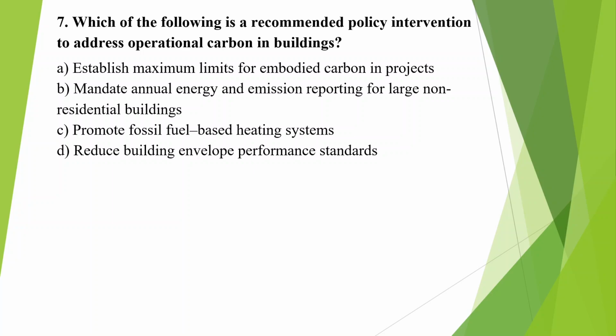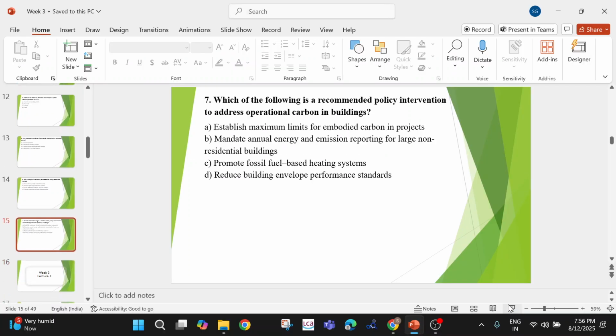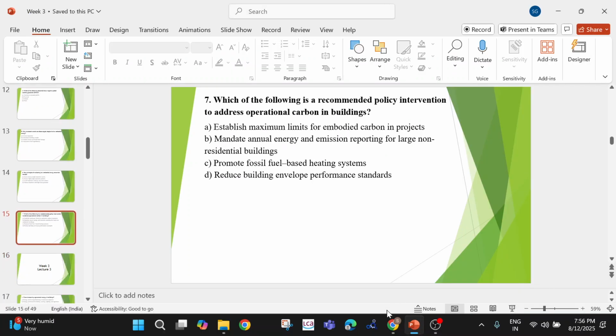Let's see how many of you can answer it correctly. Option A is to establish maximum limits for embodied carbon in projects, B is to mandate annual energy and emission reporting for large non-residential buildings, C is to promote fossil fuel based heating systems. This is not at all correct. And D is to reduce building envelope performance standards. So standards reduction is also not good. So let's see out of A or B which option you think to be the most appropriate one.